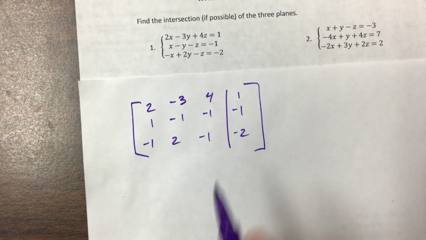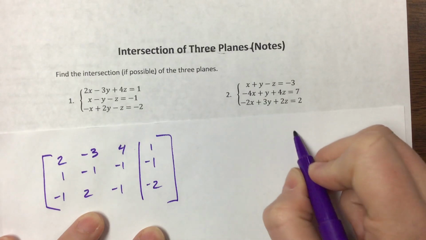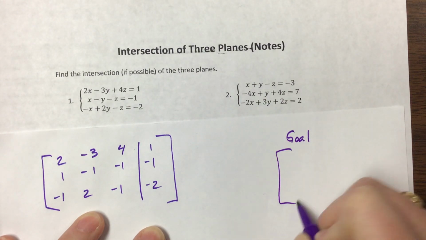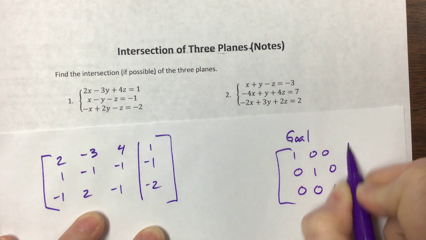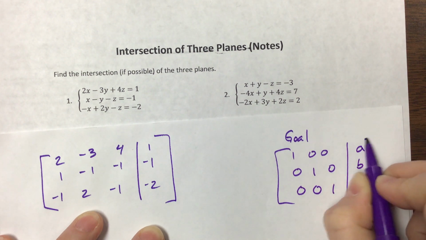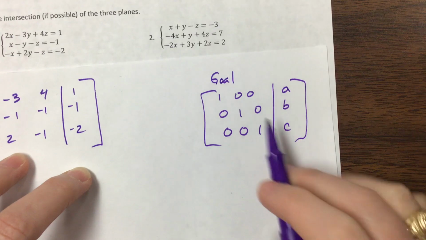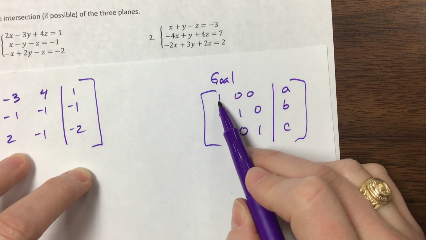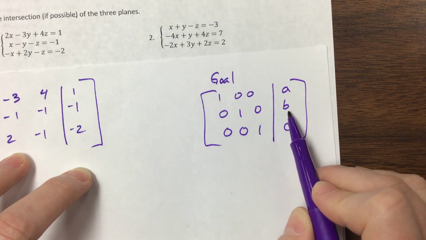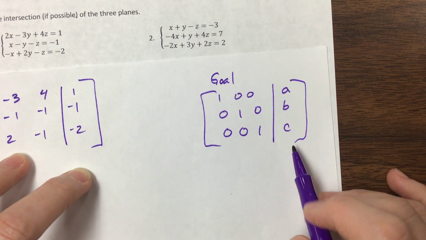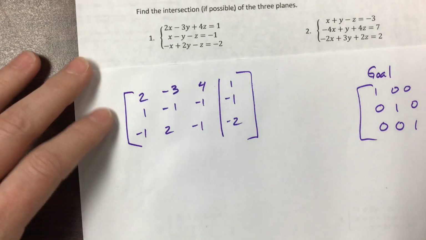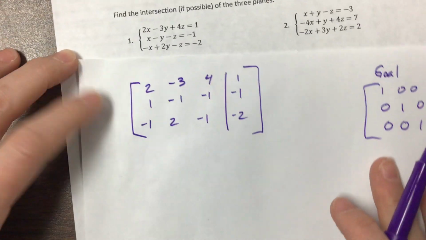Okay, so the first thing I notice, and my goal is to get as close to the identity matrix with an A, B, and C right here. If I get the identity matrix that equals A, B, and C, then that would mean my 1x equals A, my 1y equals B, my 1z equals C. And that would mean that my 3 planes intersected at a point. So I'm going to try and work to that point.